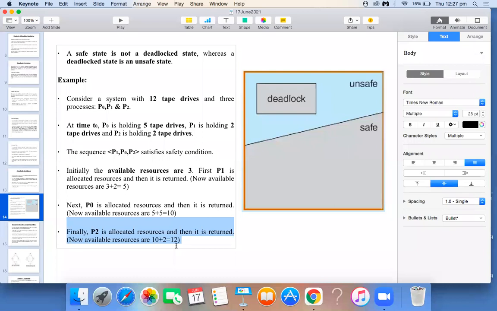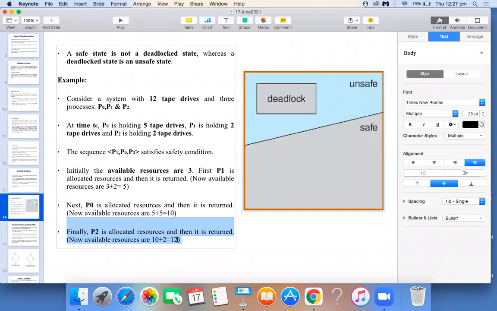Is it clear now? Correct? So how many resources did you have? 12 resources you had. Okay. So once all the processes are completed, you must get all the resources back. How many resources did you have initially before the execution? After the completion of execution, you must also get the same number of resources. That's what it is trying to say.